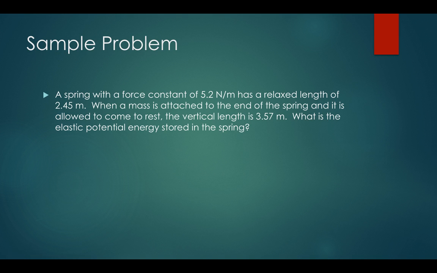A spring with a force constant of 5.2 newtons per meter has a relaxed length of 2.45 meters. When a mass is attached to the end of the spring, it is allowed to come to a rest with a vertical length of 3.57 meters. What is the elastic potential energy stored in the spring?